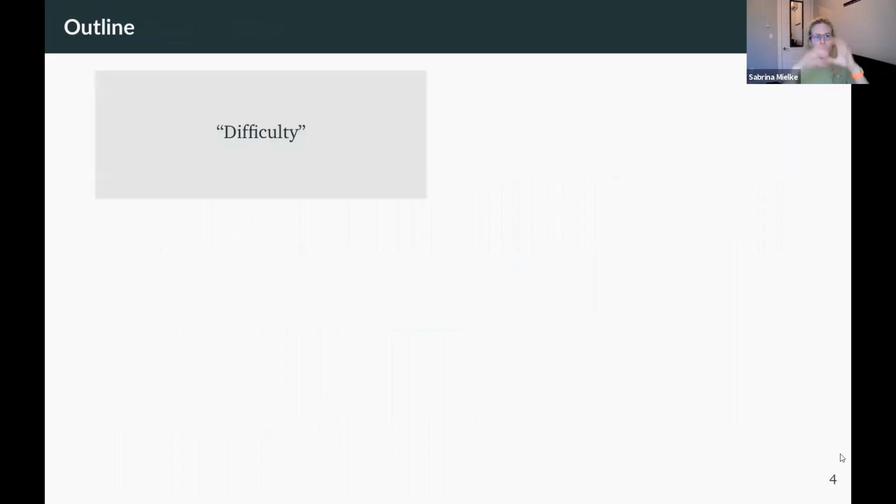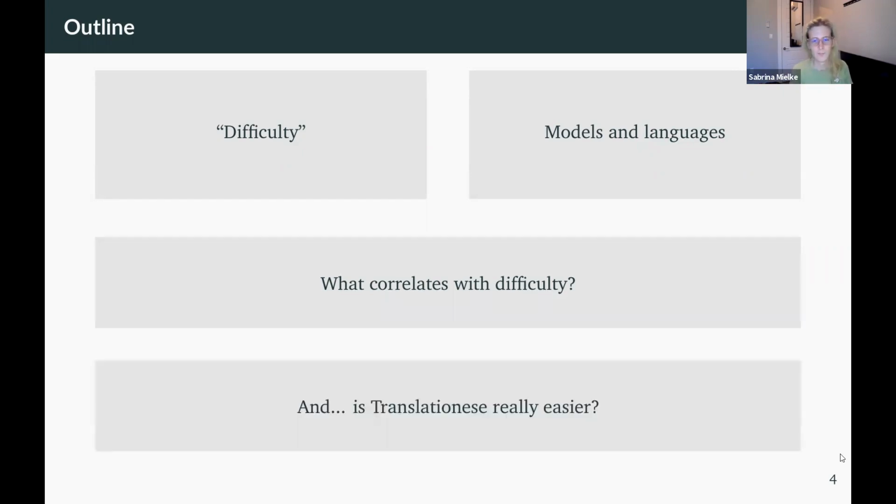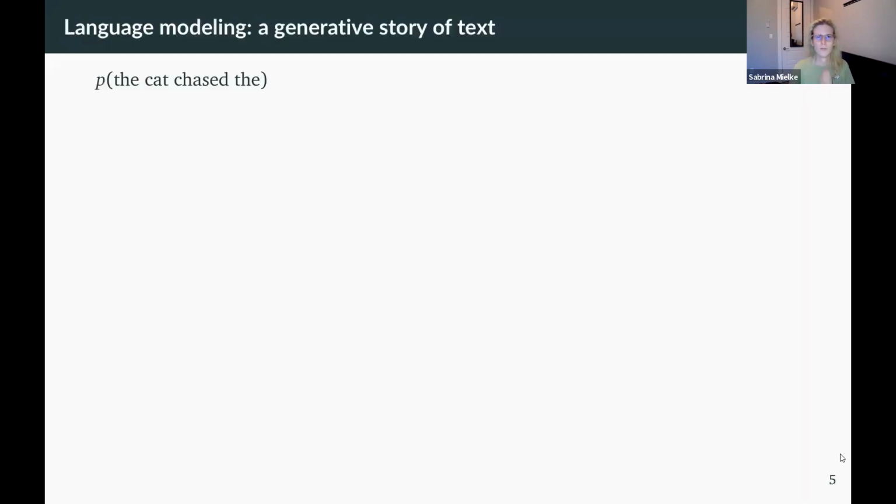All right, so this first block about language models, first of all, we're going to need to define difficulty. Like, what do I mean when I say it's harder to model German than it is to model English? We need to see, okay, well, what kind of models are we talking about, and what kind of languages are we going to be analyzing? And then we can do this study and look at, well, what is hard, and is there something about these difficult languages that makes them difficult, something that unifies them, something that correlates? And finally, answer the translationese question. So let's take a look at that.